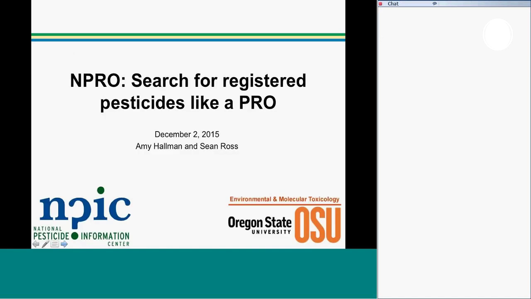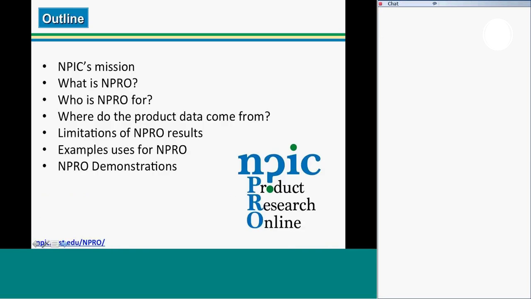So today's title is NPRO, Search for Registered Pesticides Like a Pro. And I'd like to go a little bit over what is NPIC's mission, what is NPRO, and who is it for. Also, where the data come from for this product is important. And understanding where they come from helps us understand the limitations of some of the NPRO results. We'll go over a couple example uses for NPRO, and then we'll also go through actual demonstrations of the NPRO tool.